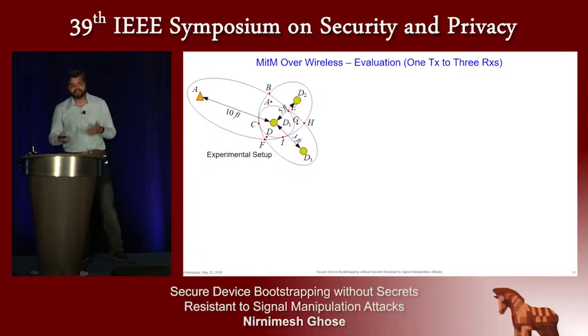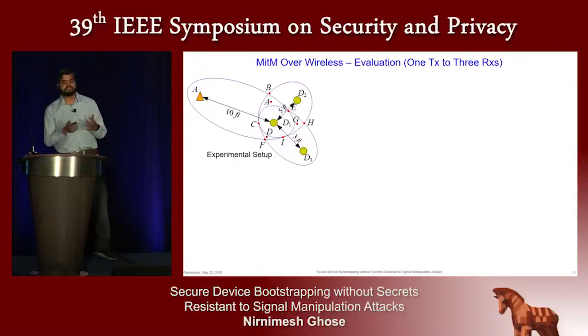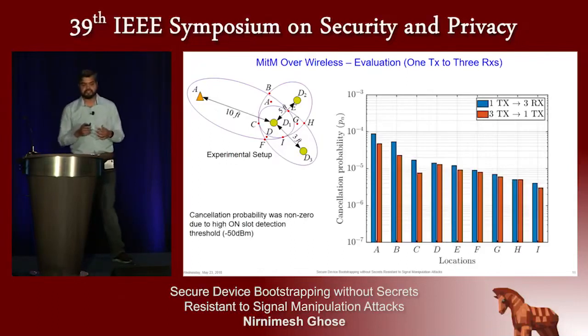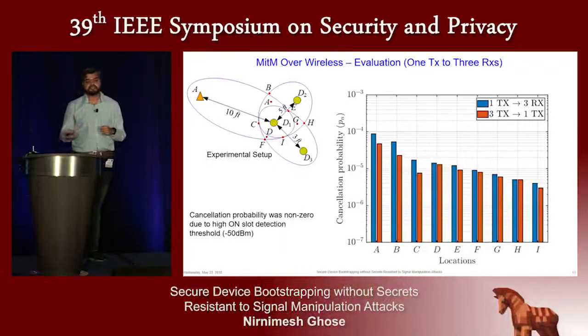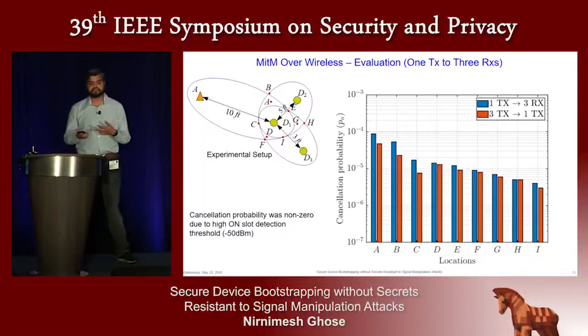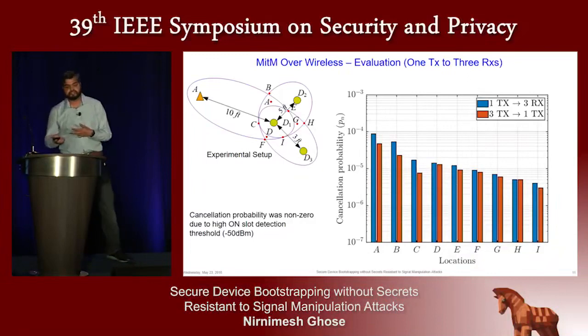And since no intersection point exists, we placed the adversary at candidate points which are close to the intersection points or the intersection points of two ellipses. In this plot, we see the cancellation probability against the different locations for both scenarios: one transmitter to three receivers and three transmitters to one receiver. The cancellation and detection threshold for on-slots is set to -50 dBm.